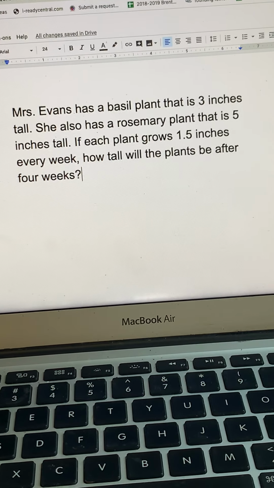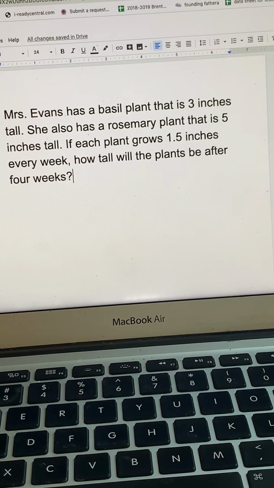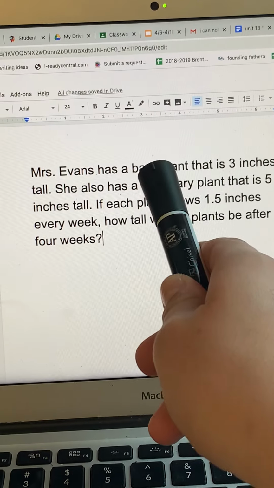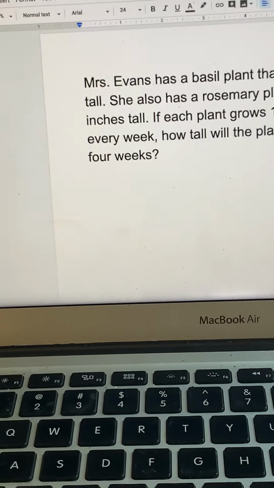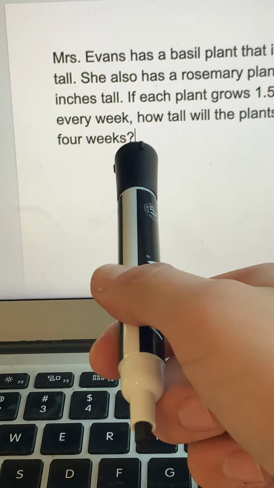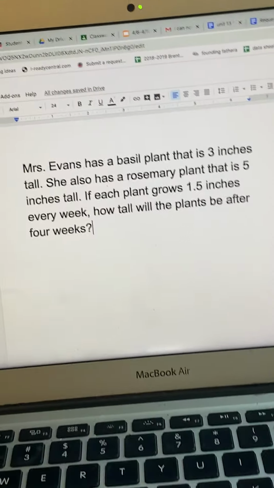Well, we know two things. We know she has a basil plant and a rosemary plant. We know that the basil plant is 3 inches tall, and we know that the rosemary plant is 5 inches tall. And we know that they're tracking their growth for 4 weeks and that they're growing 1.5 inches every week. So I'm going to go ahead and display my data in a table.